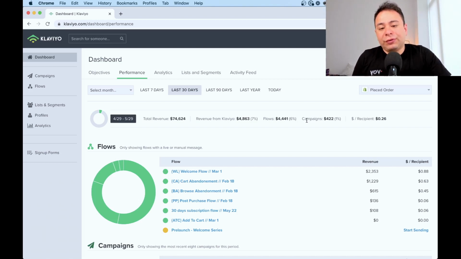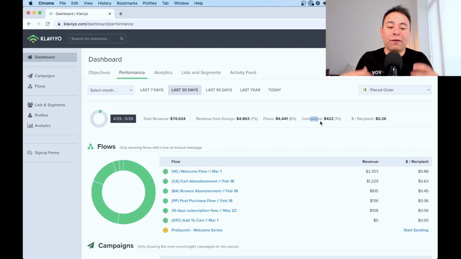So what you see here is usually your flows generate you a lot of revenue. But again, if you have campaigns really dialed in, or if you're doing promotions, you can get a lot of money from campaigns. And here's the biggest difference between flows and campaigns. Flows are recurring emails that your customers get depending on sort of segments that they're in, where campaigns are more one-off blasts that you're going into the platform and setting up.